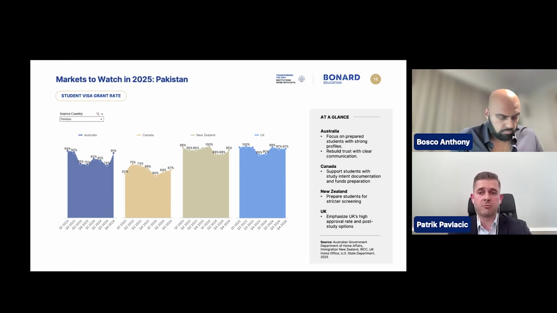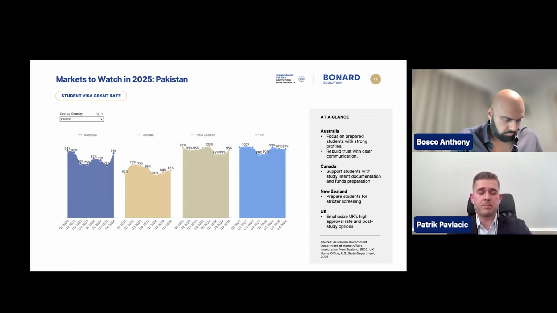Recommendation is to support students with their study intent documentation and funds preparation, which is very, very important in that processing. For New Zealand, we do expect that there might be more strict screening of applicants from Pakistan. As you can see, the grant rate is still very, very high, but this is something that we'd recommend to take note of. And then if you look at the UK, because these are obviously sponsored students, the approval rate is also very, very high. Our recommendation is just to continue emphasizing the UK's high approval rate and post-study options as a key message for prospective students.